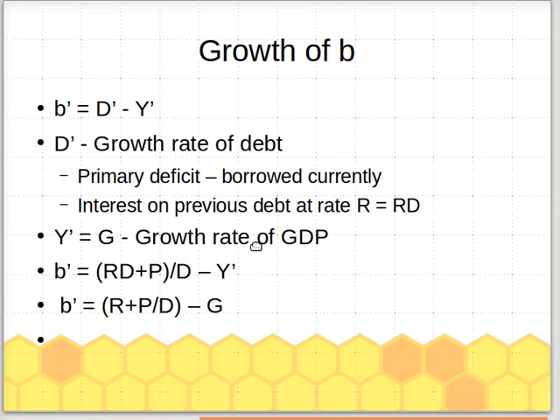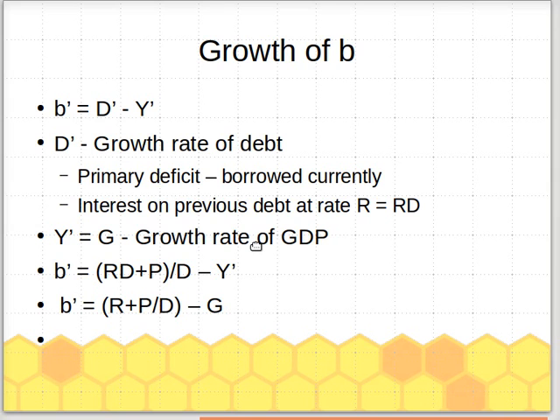The D prime is the growth rate of debt. It consists of basically two components. The first component is the primary deficit, which is the borrowings the government has made to meet the current cycle requirements. The second thing is, for whatever is already borrowed, even that should be paid with an interest rate of R. So, if the government has already incurred a debt of D, then it has to pay at a rate of R. It has to pay back RD to whoever the government has borrowed from.